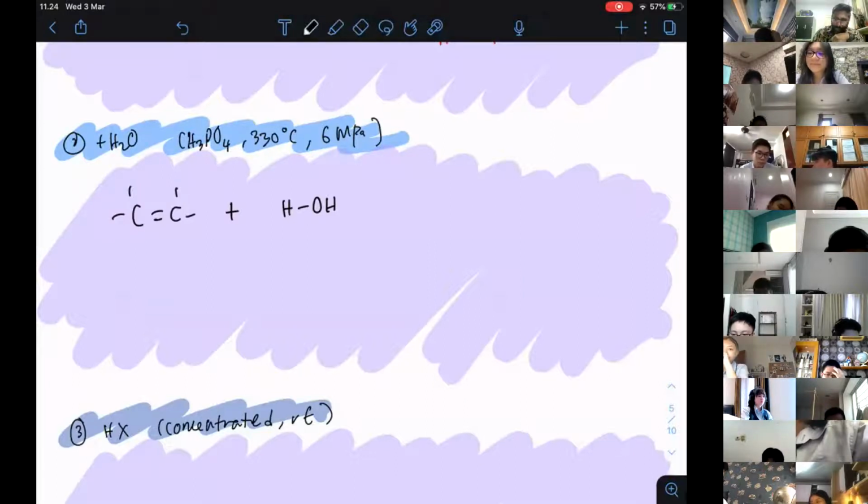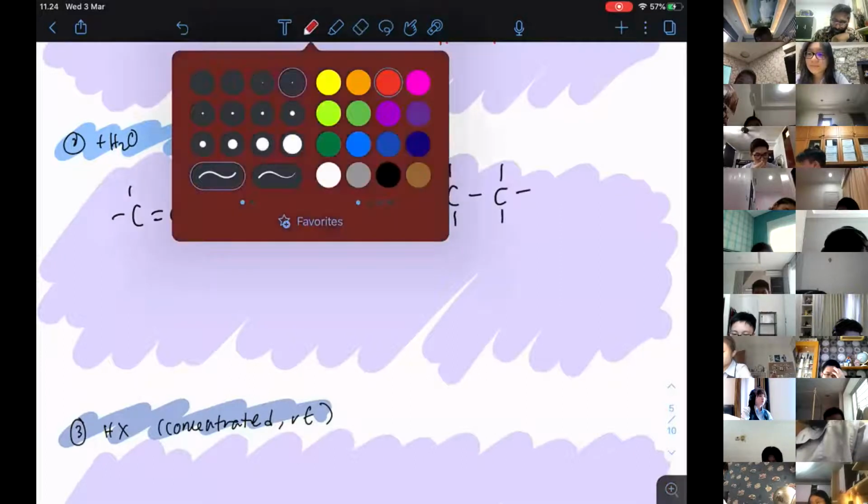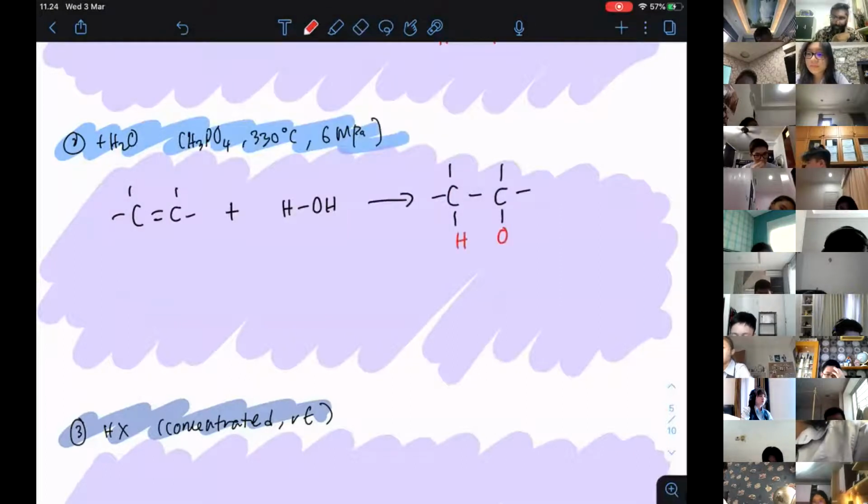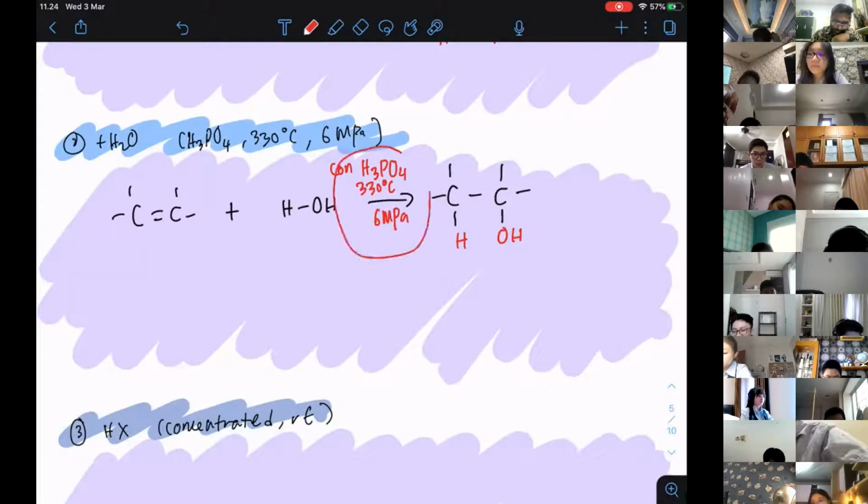And what will happen? The double bond is going to be broken, so the new bonds will be joined over here. H will come here, OH will come over there. Okay, this is addition of water. And then the condition must be by using concentrated phosphoric acid, and then 330 degrees Celsius and 6 megapascal. This condition must be memorized.